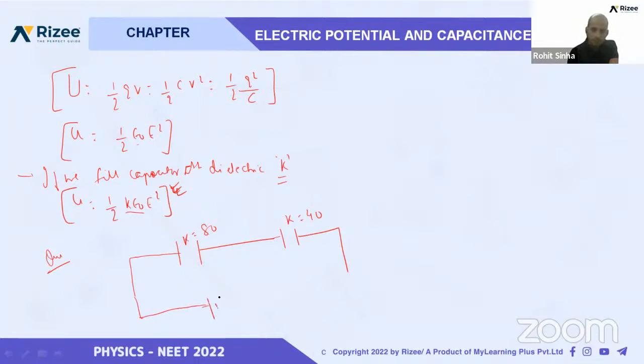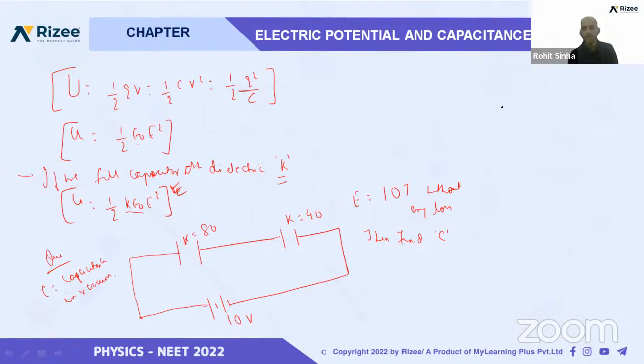Now, we have joined it with 10 volt such that the energy stored is equal to 10 joule without any loss. Then find C. And what is C? C is the capacitance in vacuum. Okay, you can find. I'll give you 10 seconds to think upon it, and you have to try.